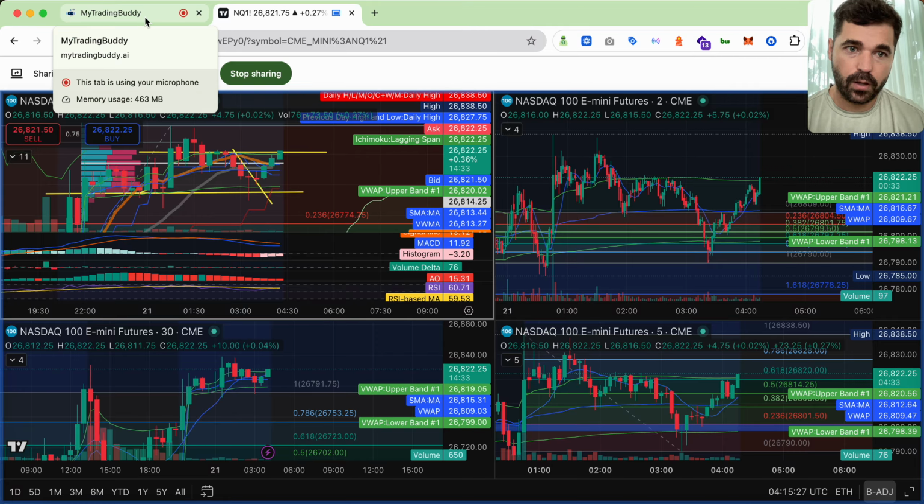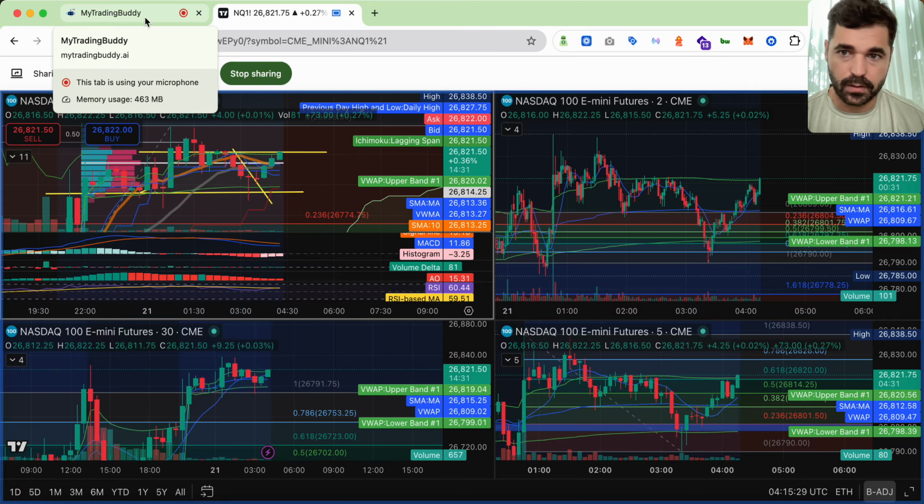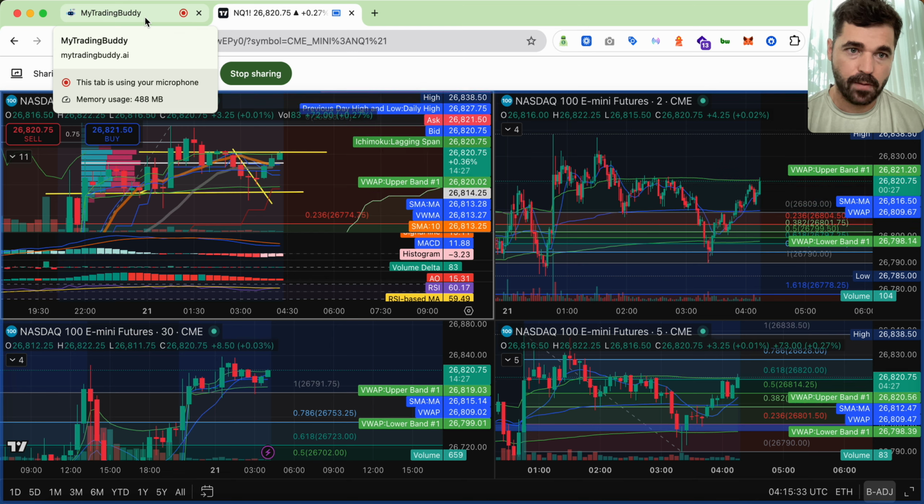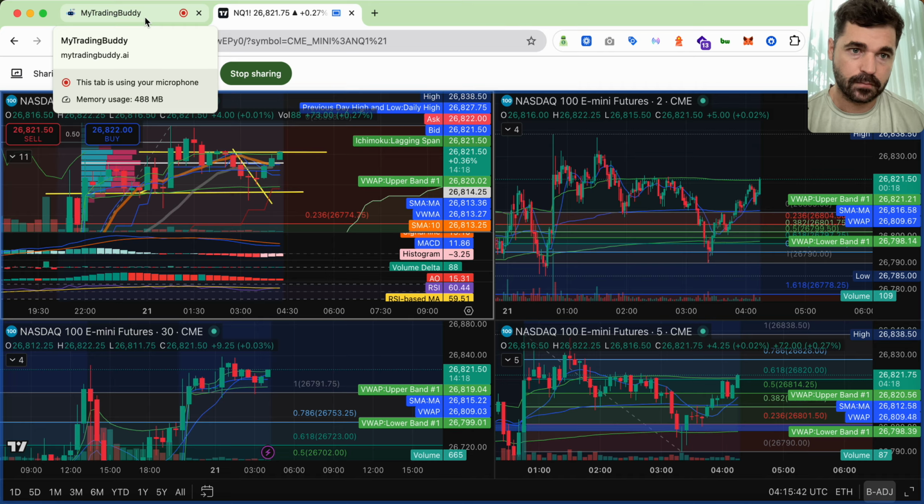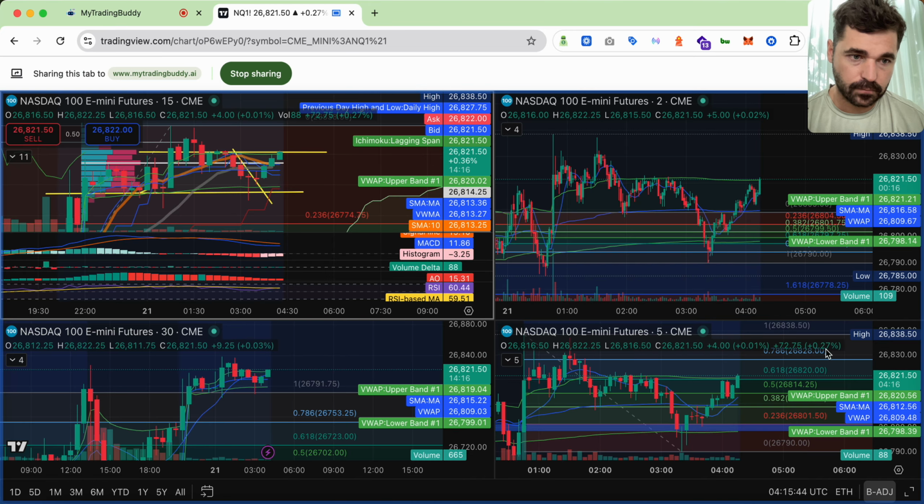Yes, what can you see going on in the 2-minute? What's the current price that you can see? On the 2-minute chart, the price I see is 26,822.75. It's currently bouncing off the VWAP after testing some support lower around 26,810. Looks like some consolidation in a tight range right now.